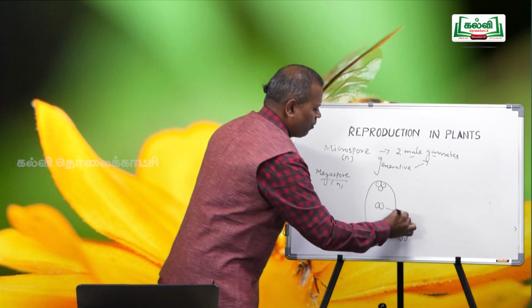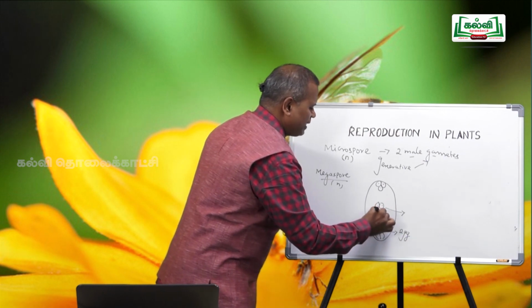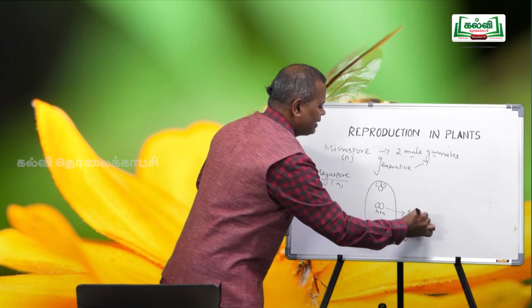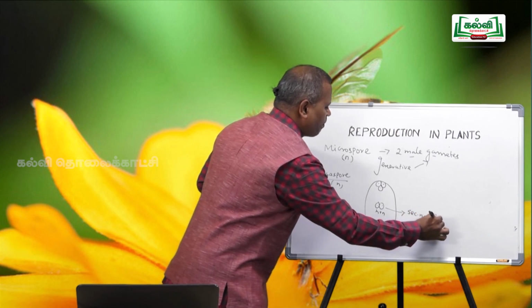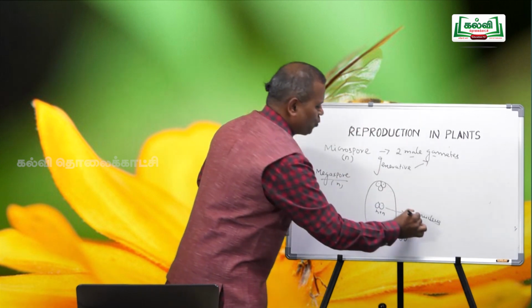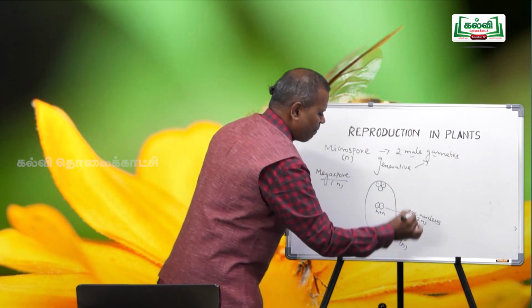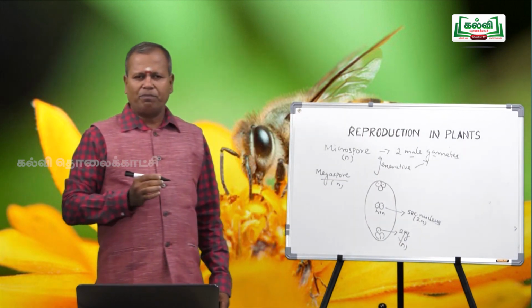These two polar nuclei, N plus N, fuse to form the secondary nucleus. The secondary nucleus is diploid in nature, 2N, two sets of chromosomes. The egg is N, haploid, with only one set of chromosomes.